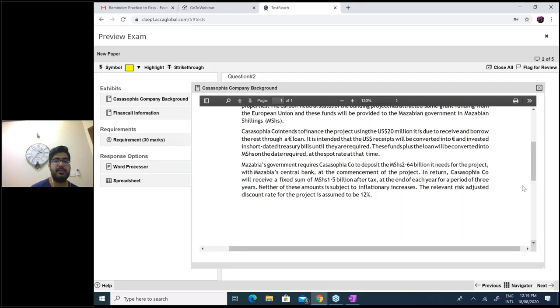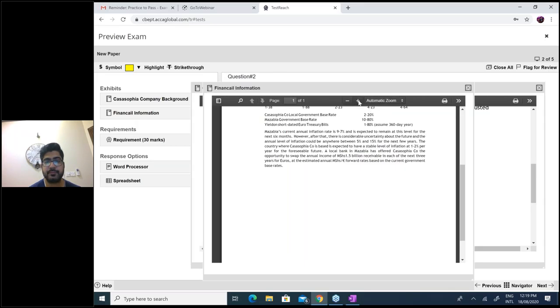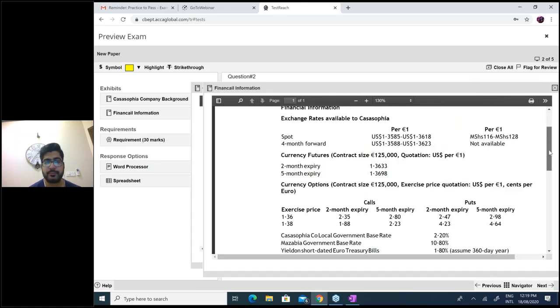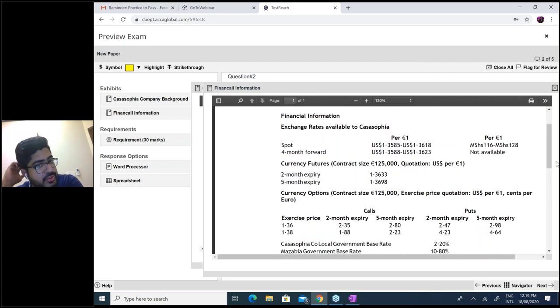Okay. The exhibit has ended, so I need to move towards the next exhibit, which states financial information. Look at the financial information: exchange rates available to Casa Sofia. The spot rates are given. Now pay attention. The spot rates are US dollar 1.3585 dash US dollar 1.3618 per euro. These are US dollar per euro.